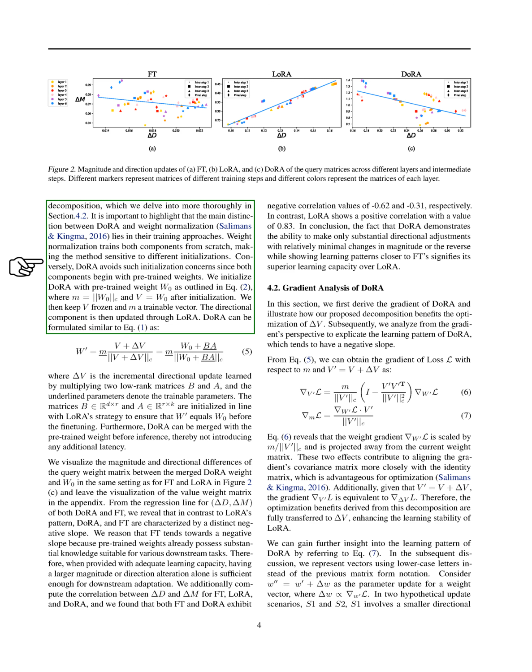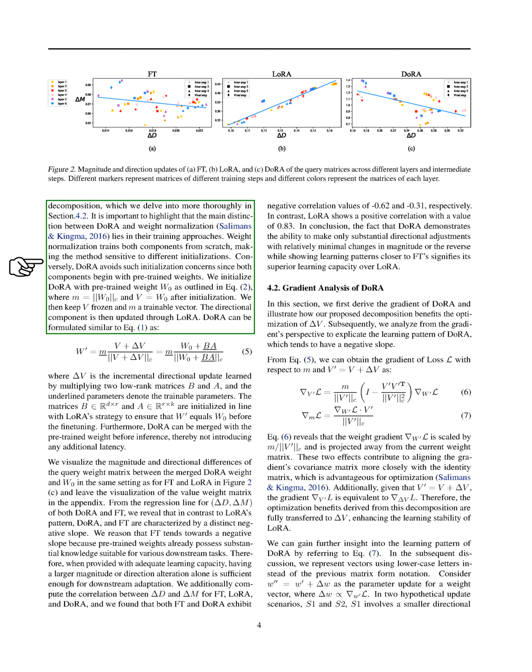It's important to note that the main difference between DoRA and weight normalization is in their training approaches. Weight normalization trains both components from scratch, which can be sensitive to initial conditions. In contrast, DoRA starts with pre-trained weights, avoiding issues with initial conditions. We initialize DoRA with pre-trained weights, keeping the directional component frozen and making the magnitude vector trainable. The directional component is then updated through LoRA.